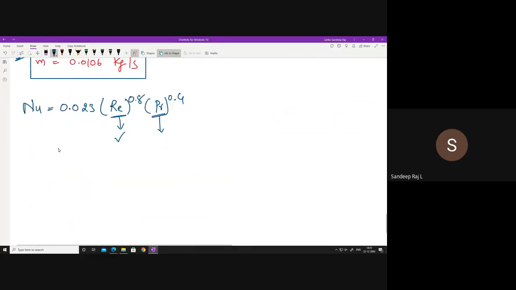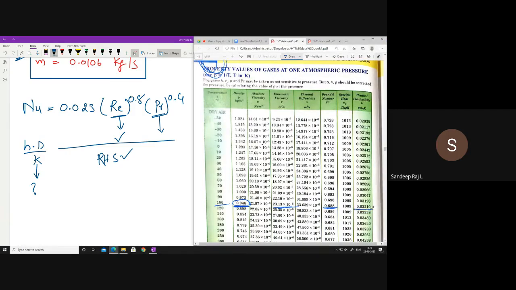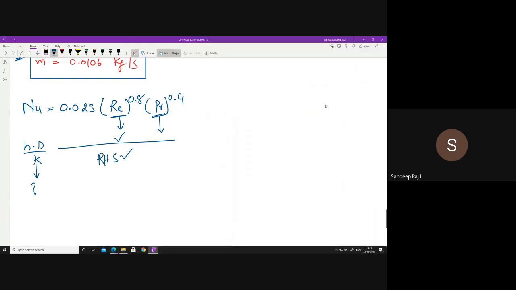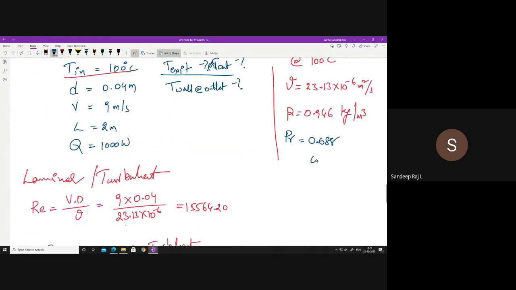So you're done with your right hand side. Move to the left hand side. It is h d by k. The k value is unknown. So how to get the k value? Again, go to the data book. Look at the k value here, 0.03210 watt per meter Kelvin. This is your k value.